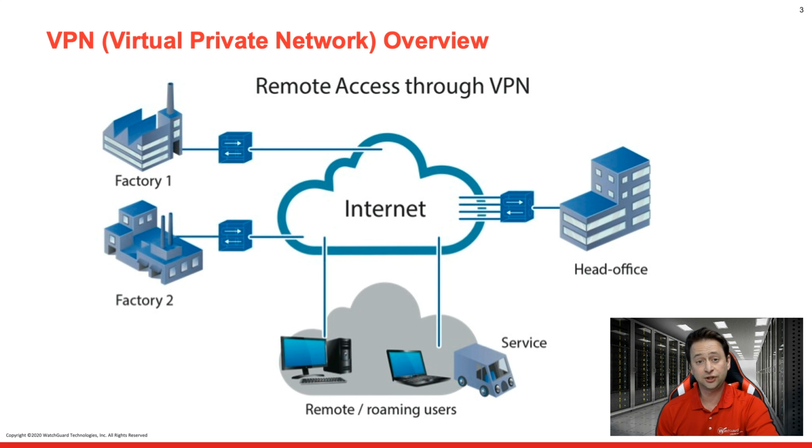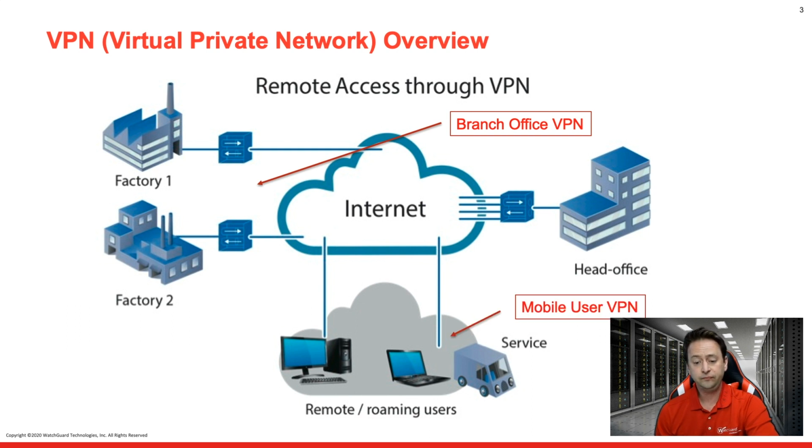Before we dive in, let's take a step back and define what a VPN actually is. A VPN, or Virtual Private Network, allows you to create a secure connection to another network over the internet. At WatchGuard, we have two classifications of VPN connections. We have a branch office VPN, which is perfect for connecting a factory to a head office. Then we also have a mobile user VPN, which is perfect if you're at home working or at a cafe, connecting back to the head office.